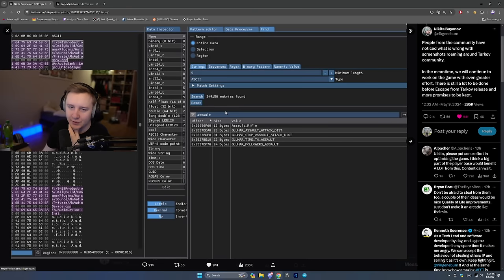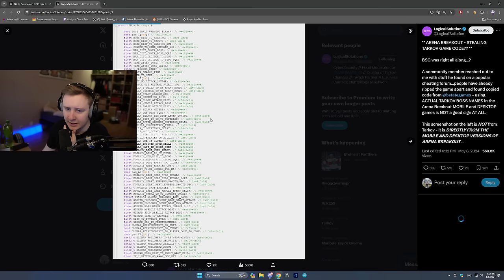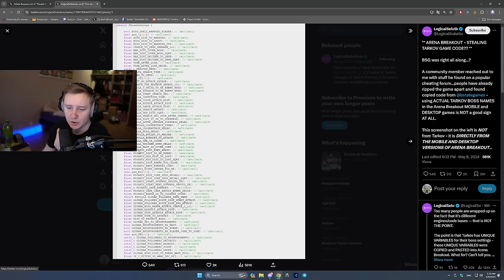Long story short, this data is taken from Arena Breakout. I'm not sure if it's from Arena Breakout Infinite, the new PC game. However, there are values, there are variables that are the same as in Tarkov. There is the name of Gluhar, there is the name of Kila Kozhany, which was a prototype for Sturman. And all of this is very weird.